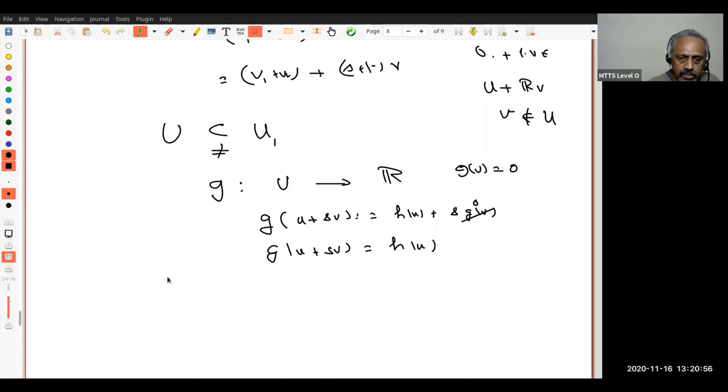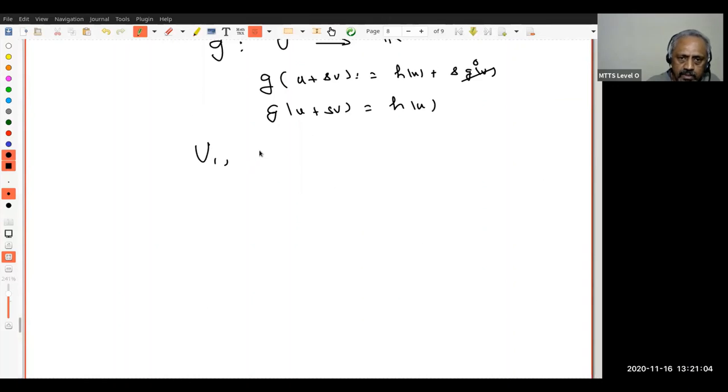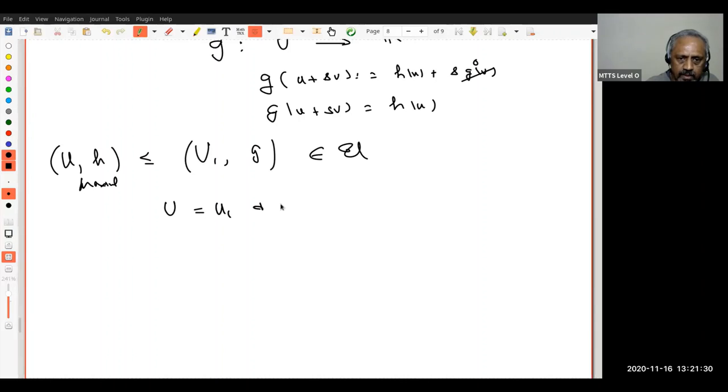See what I want to do is I want to look at U1, G, and I have U, H. I want to say U, H is less than or equal to U1, G, and this belongs to script U. If I show that, since this is a maximal element, right? And you say U, H is less than or equal to U1, G. That means those are equal. That means U must be equal to U1 and H must be equal to G because this is maximal. But then that's a contradiction because U is not equal to U1.